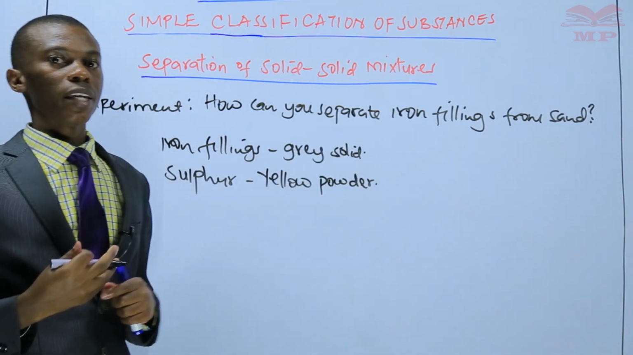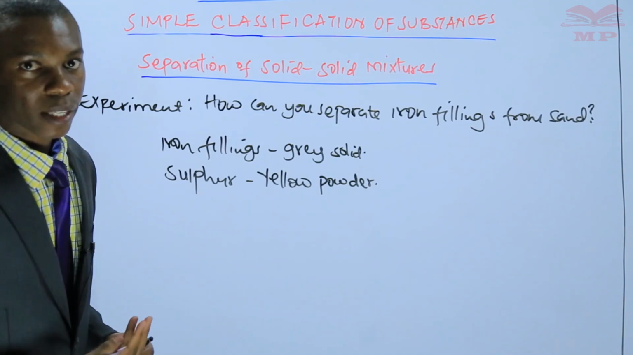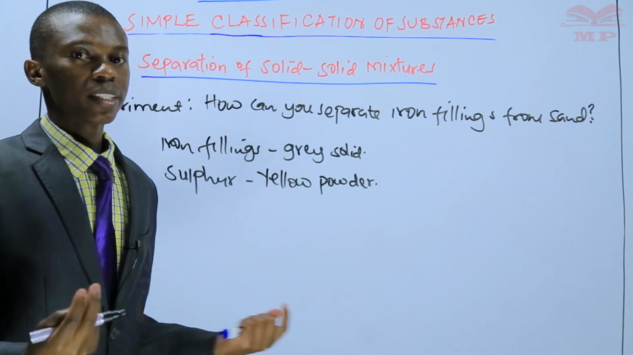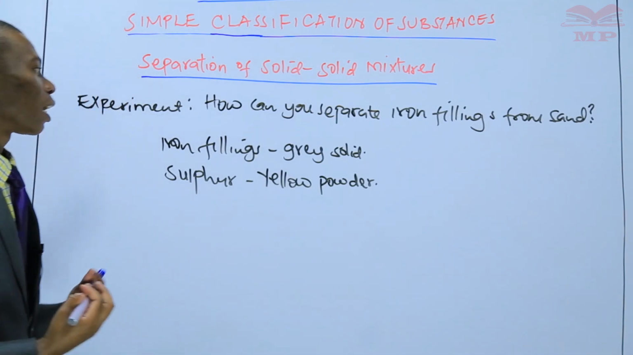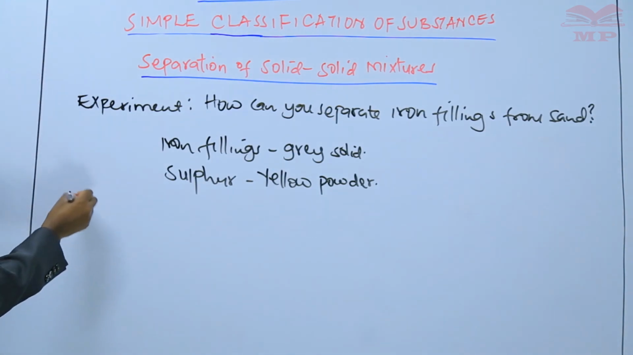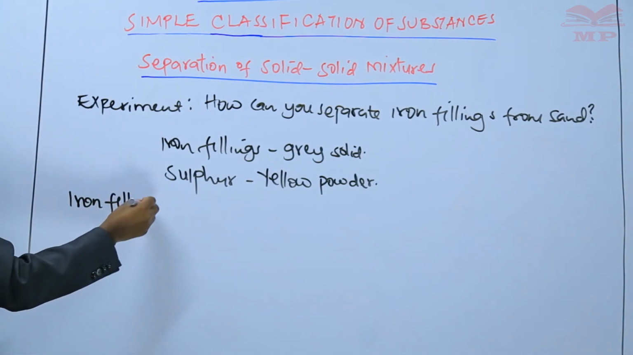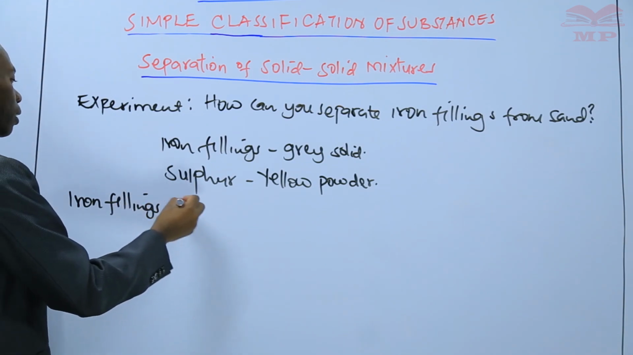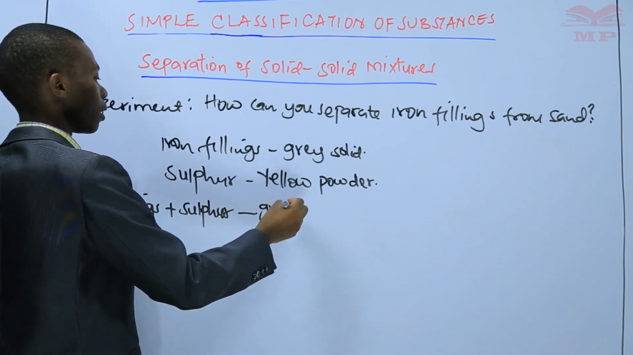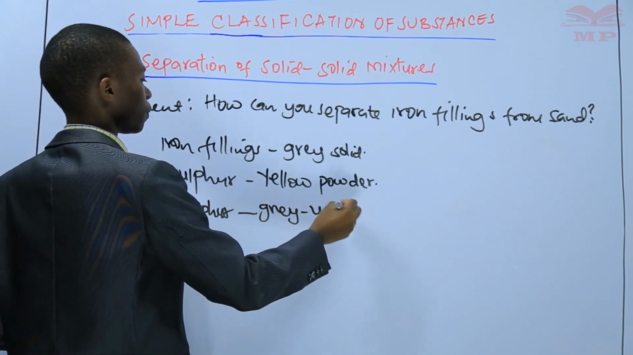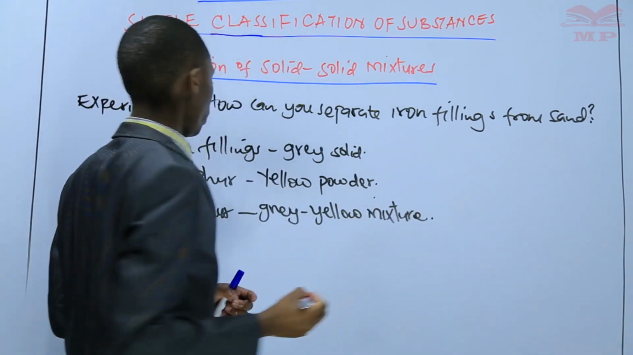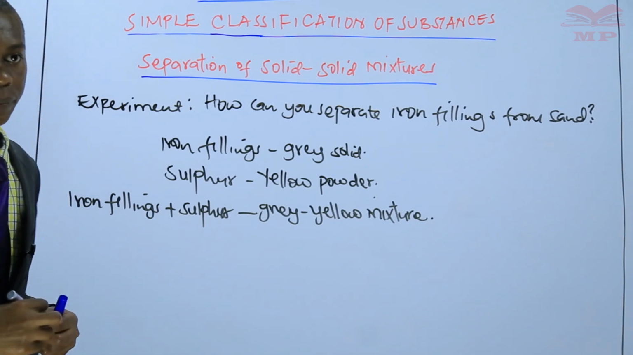Therefore, if you get iron filings and sulfur, you put them together and you mix them, then you will have a mixture which will be gray-yellow. Therefore, iron filings and sulfur, this mixture will be a gray-yellow mixture.